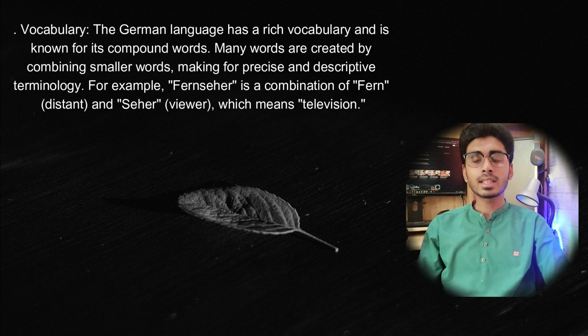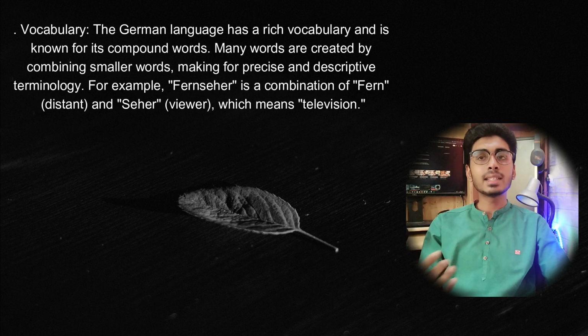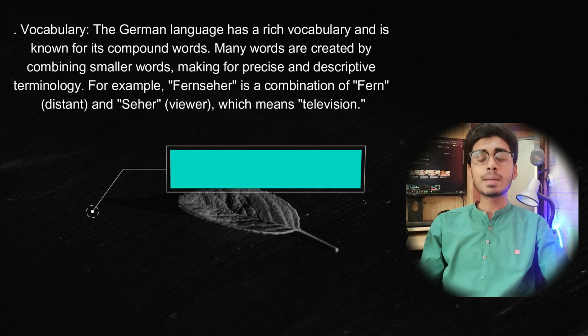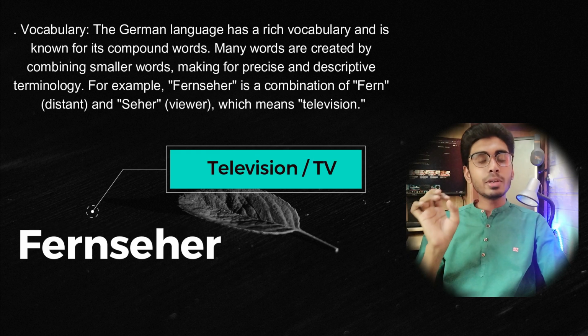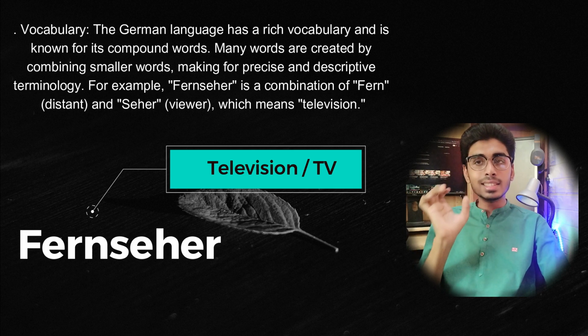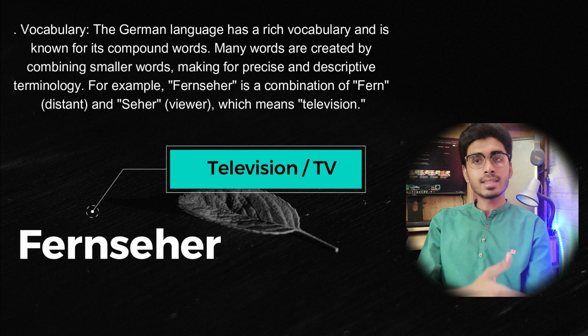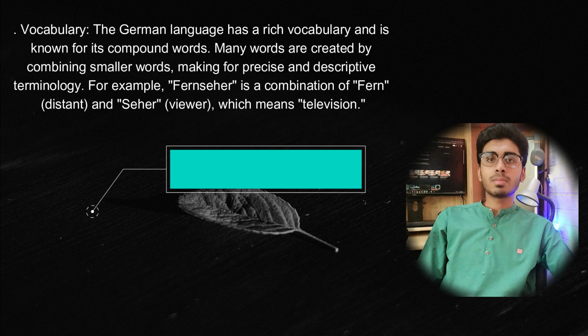Okay, the next key aspect is vocabulary. German is rich in vocabulary and is known for compound words. Many words are created by combining smaller words, making for precise and descriptive terminology. For example, Fernseher. Fernseher is a combination of Fern and Seher, which means television or TV in German. And you can think about that. We can say Fernseher, pronounced with a Z sound. So these are some rules in German that we can talk about later.